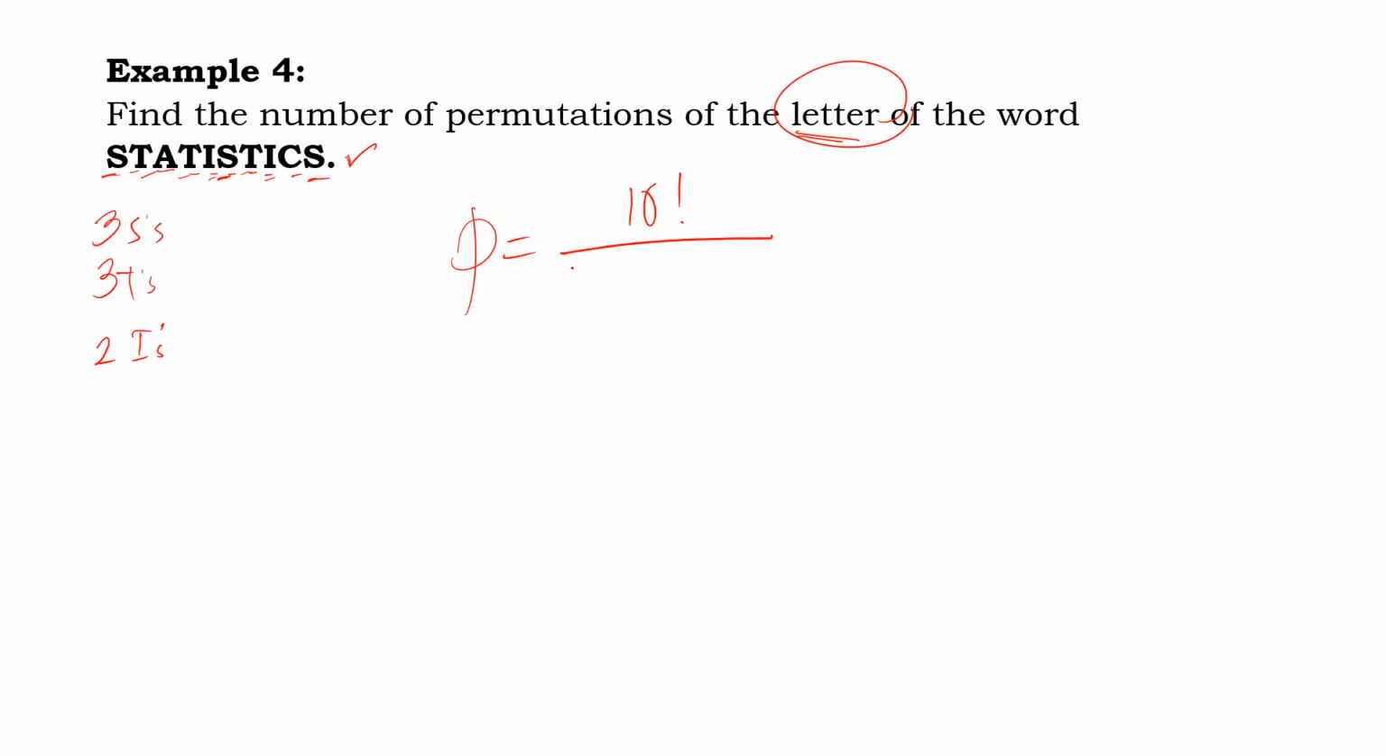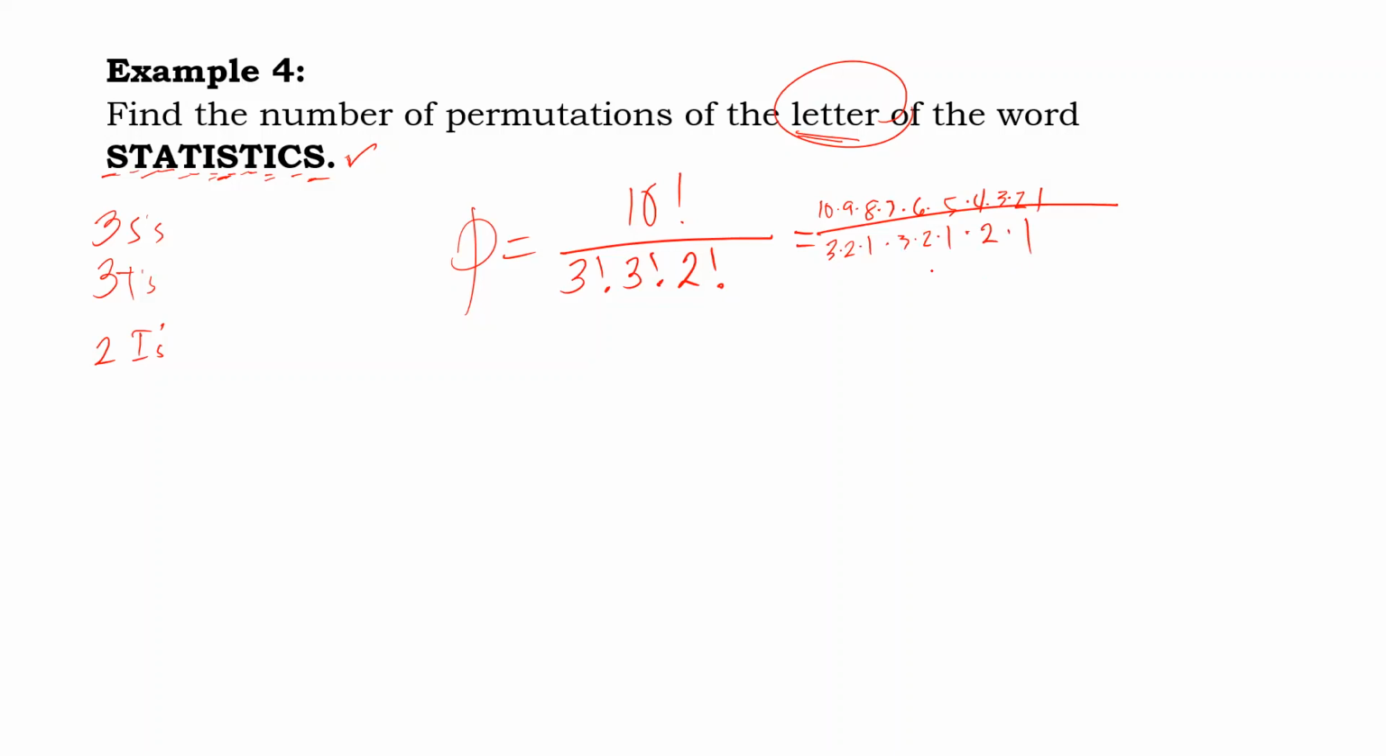We have here tatlong S. So, 3 factorial. Tatlong T, and tatlong I. Equals. So, pwede na natin i-simplify. So, you can start from 10 times 9 times 8, 7, 6 times 5, 4, 3, 2, 1. And divided by 3 factorial, 3 times 2 times 1 times 3 times 2 times 1. Yung 2 factorial, that is 2 times 1.